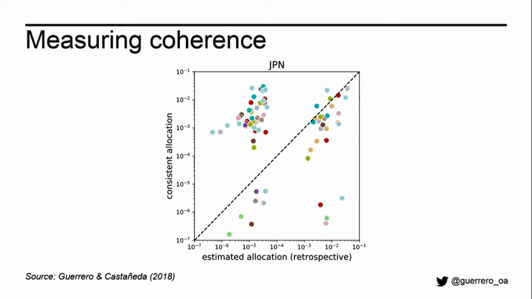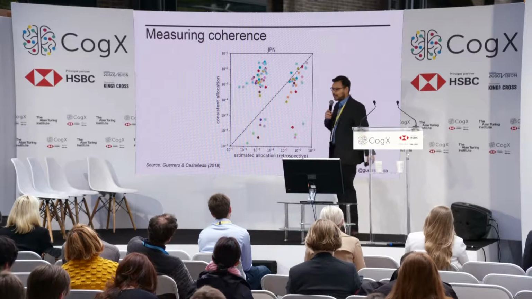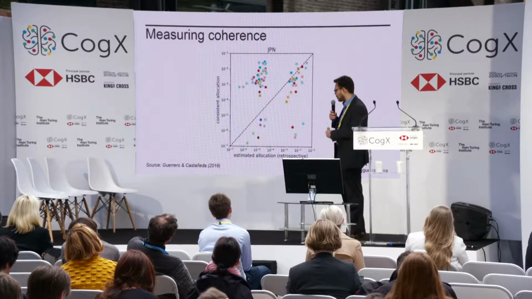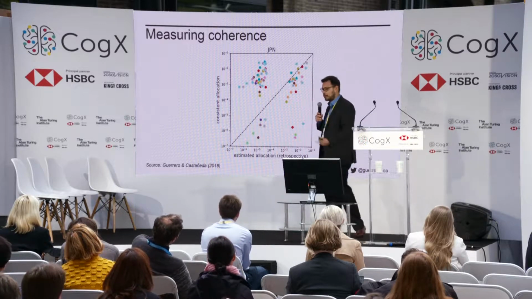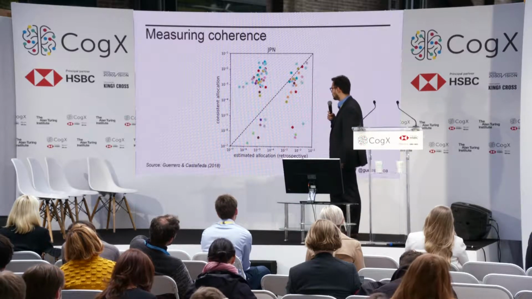If the two allocations were identical, if Mexico were coherent, all these dots would be on the diagonal line. Now, this is a very nice plot because you can see something here: if your dots are above the diagonal line, that means that you are overspending in topics where you should spend less. And if you are under the line, that means you are underspending.